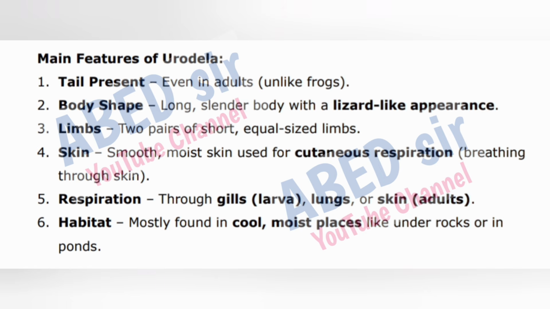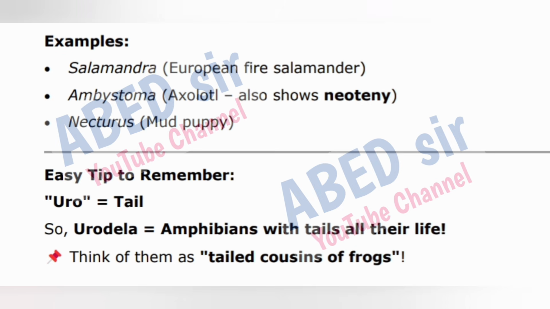5. Respiration through gills in larvae, lungs or skin in adults. 6. Habitat: mostly found in cool, moist places like under rocks or in ponds. Examples: Salamander, European fire salamander. Ambystoma, axolotl, also shows neoteny.